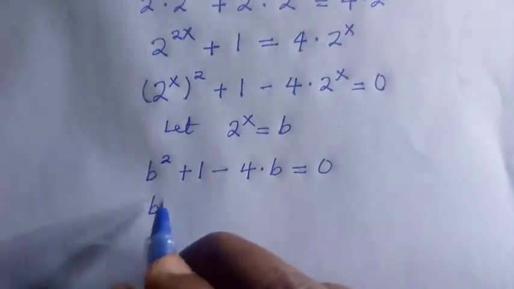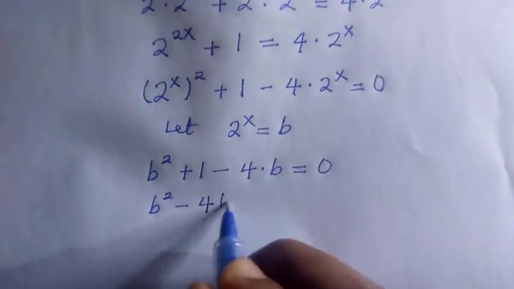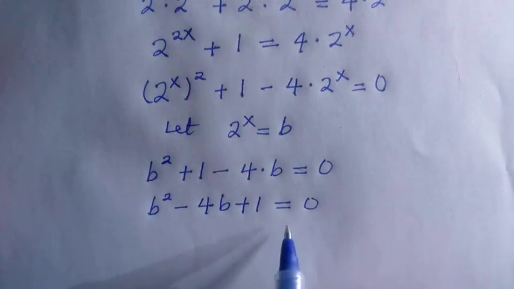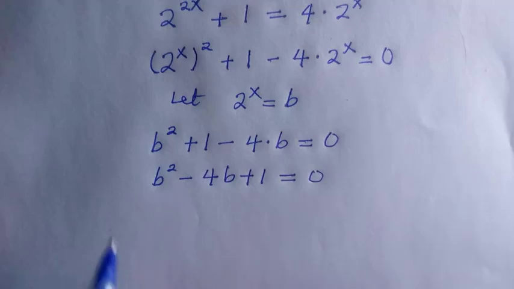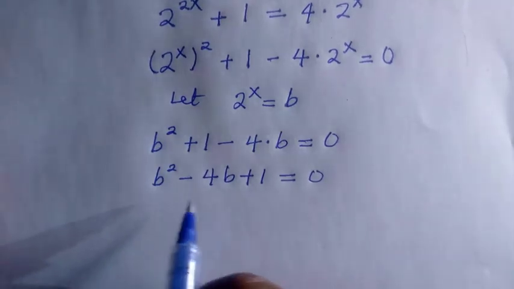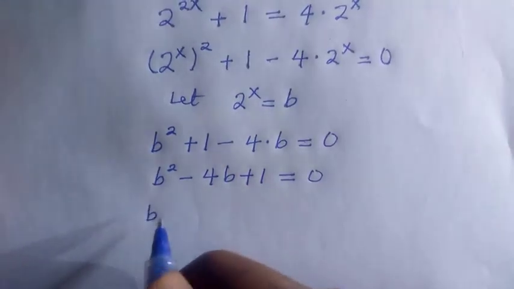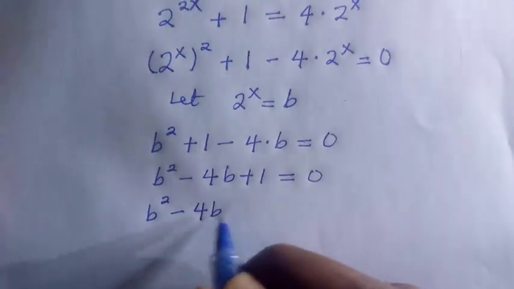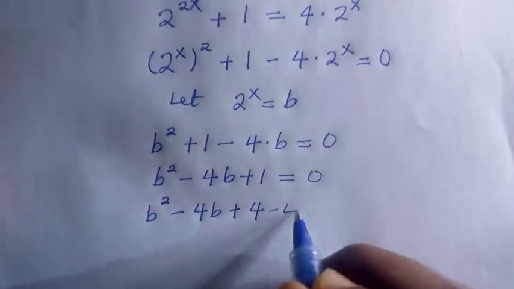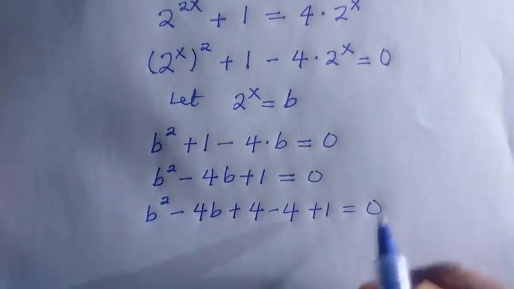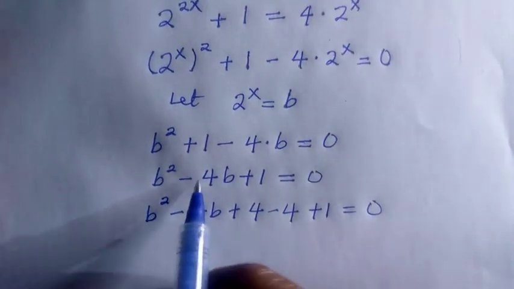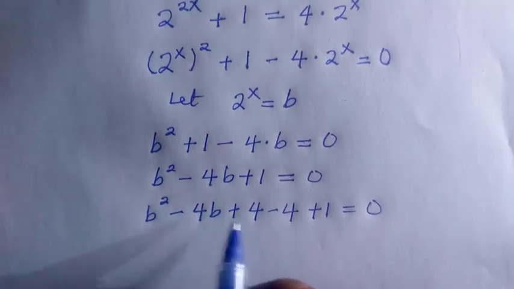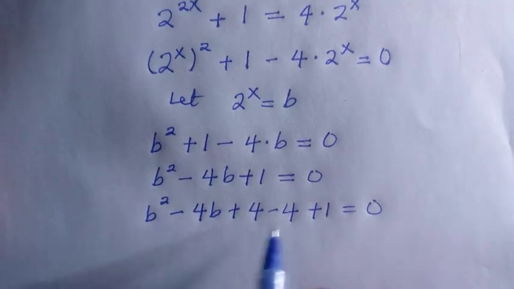Then we have b squared minus 4b plus 1 equals 0. Here is a quadratic equation. To solve this one, we are going to add and subtract 4, as we have b squared minus 4b plus 4 minus 4 plus 1 equals 0. What I did here is I divide the 4 by 2, which gives 2. Then I square that 2, which is 4. Then add it and subtract it from this point.